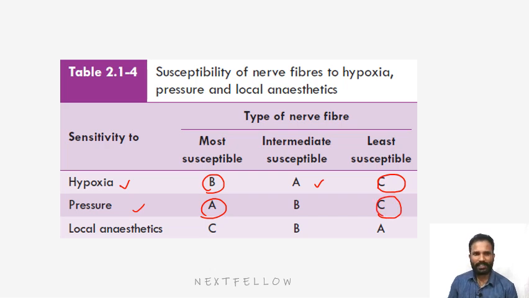In local anesthetics, you can see here there is C and A. So C is the most susceptible, A is the least susceptible. For pressure, PAC. So PAC, PAC.